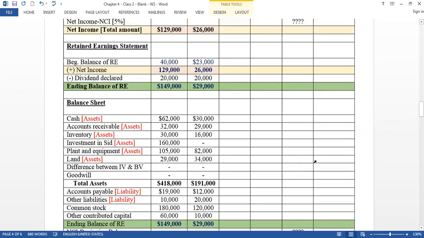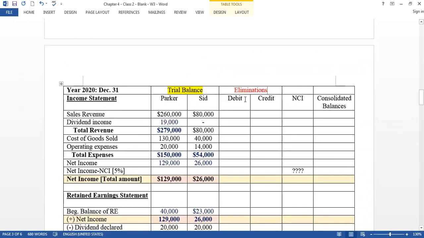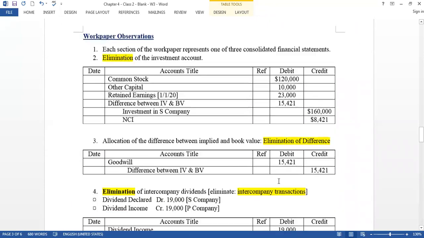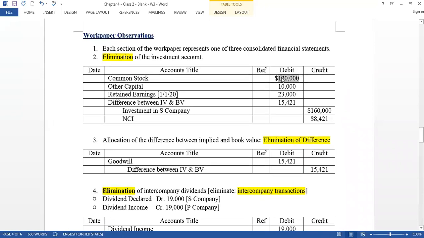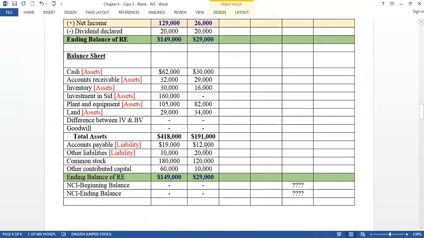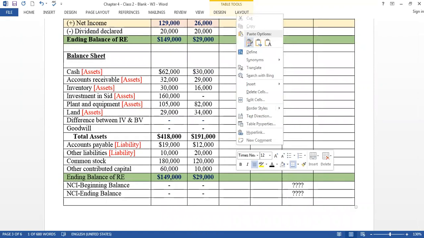Now go to the worksheet. In the worksheet, we have these 2 columns for elimination, right? And we have debit and we have credit. So debit items go to the debit side, credit items go to the credit side. Clear? Now first we can see that 120 debit of common stock and it is subsidiary. So this is the subsidiary side, we make it debit.